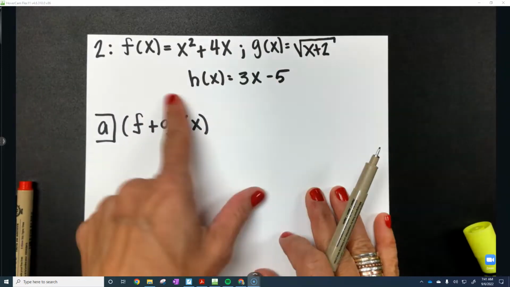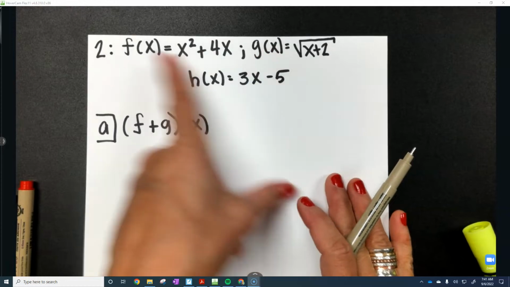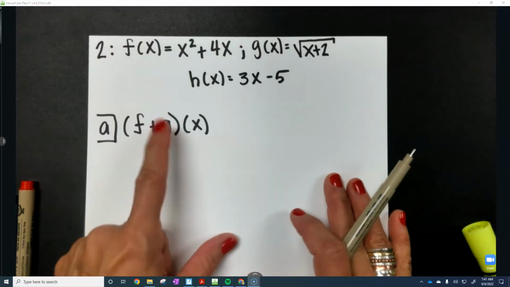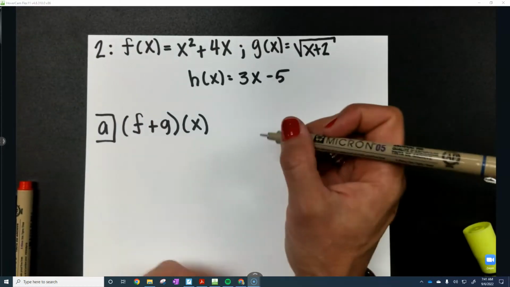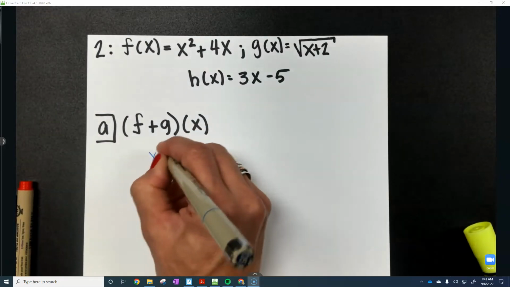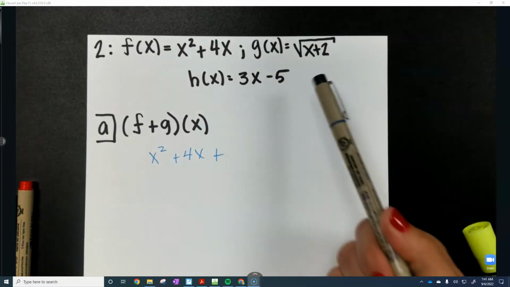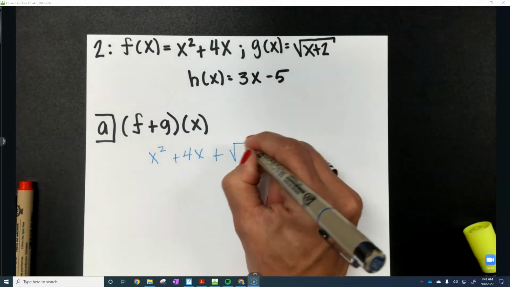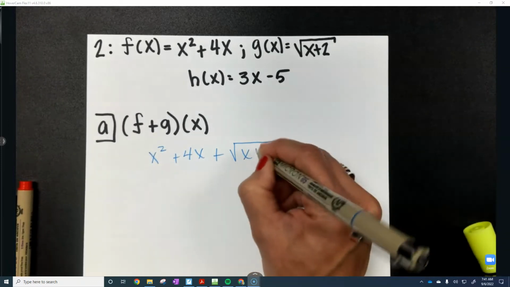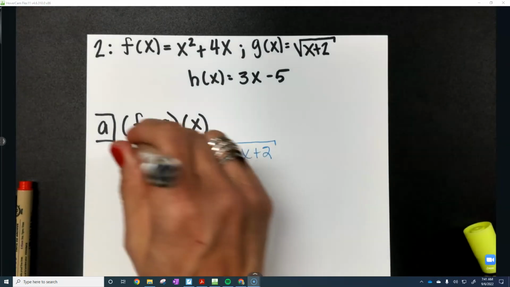Guys, remember we have different functions here. Here's f of g, and here's f of x and g of x. So we're going to add these together and leave them in terms of x. So remember, f of x is x squared plus 4x. Now we're going to add g of x, and g of x, guys, that is just one term. That is just the square root of x plus 2. And these are not like terms, guys. That is all I can do with that.